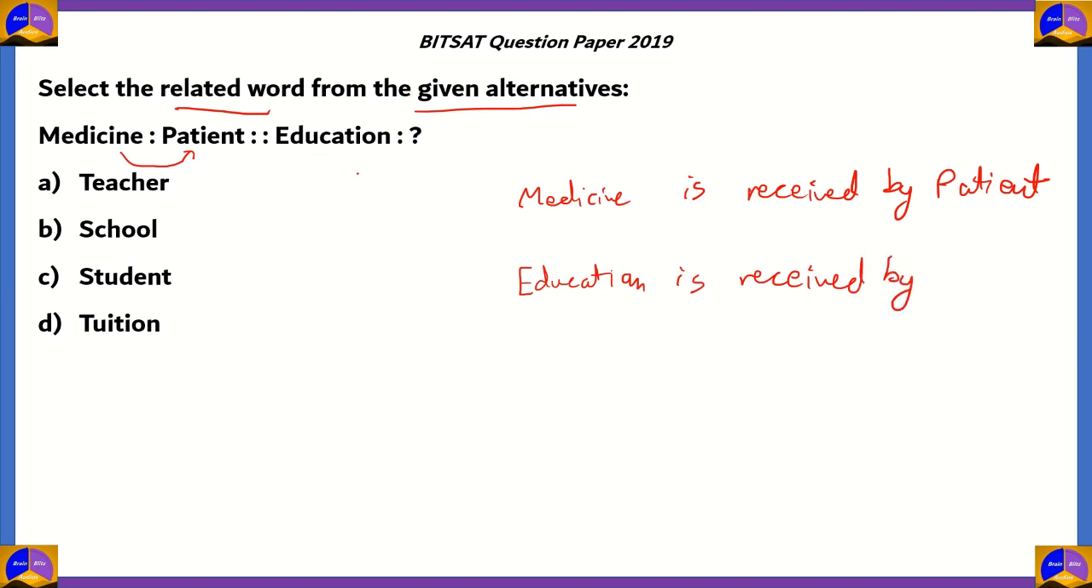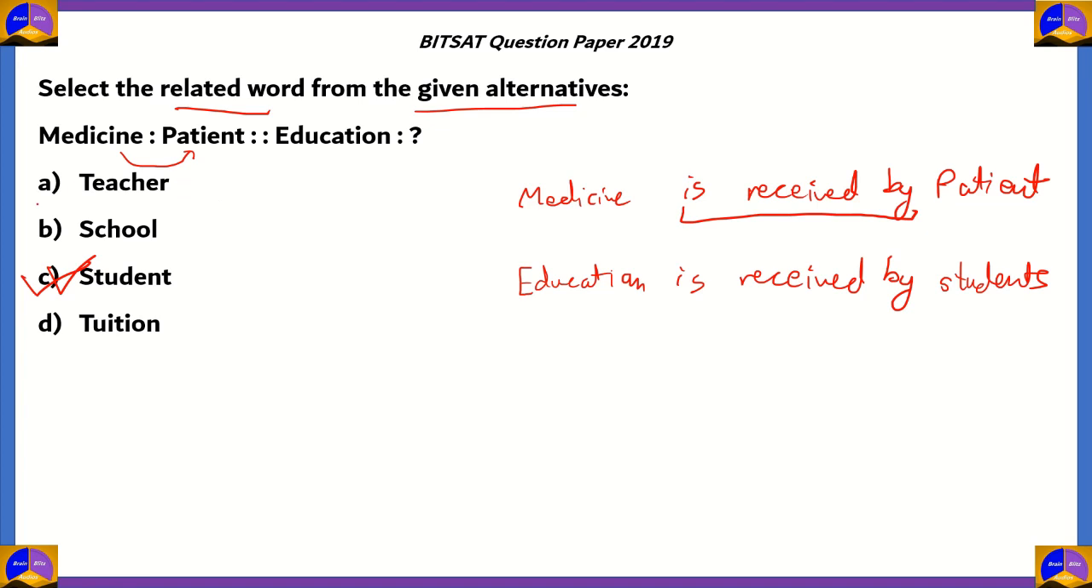Who is the recipient of education? Who is being educated in an educational establishment? It will be the student, that is option C, who will be educated. So education is received by the students. Therefore option C is the correct alternative, the correct word that is related to education. The relation here is received by.